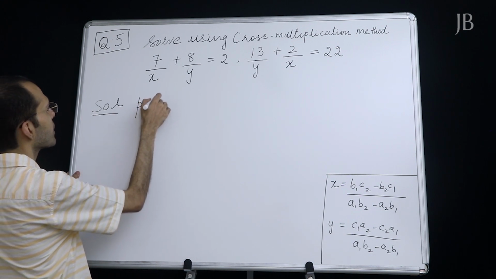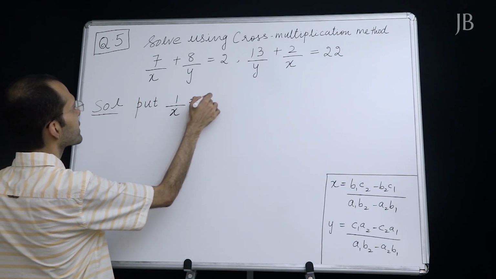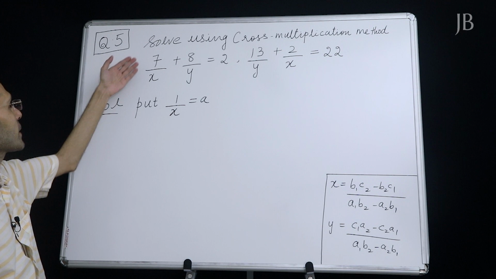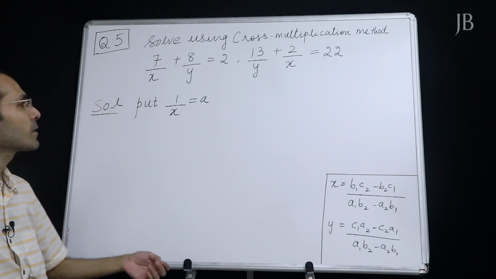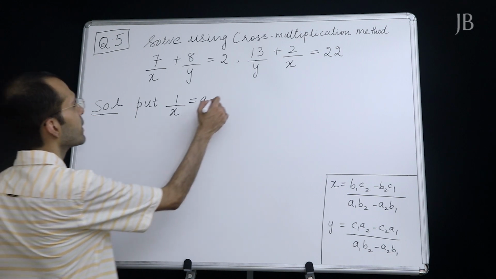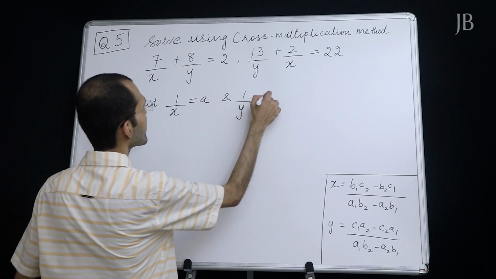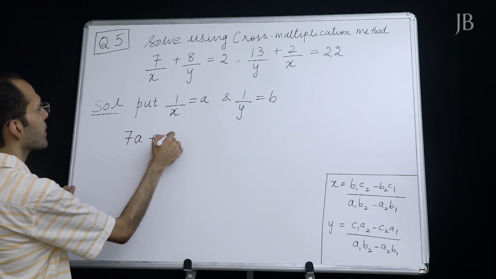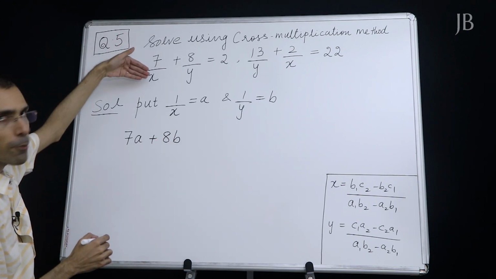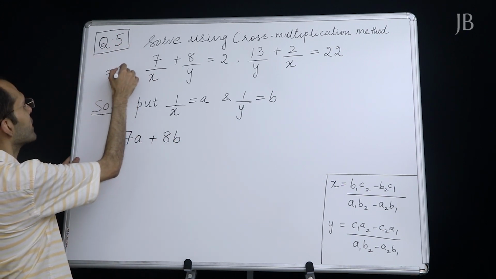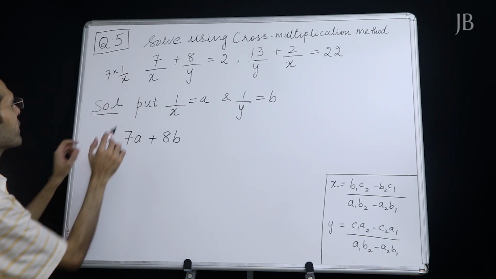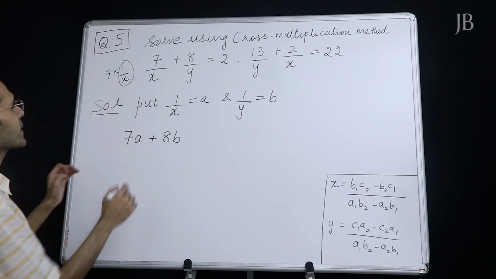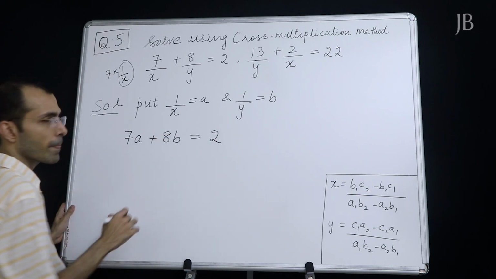Here we will put 1 upon x as a. And no need to write x as a. If you put x as a, what difference will it make? It will become 7 upon a. What's the value addition to it? Nothing. So put 1 upon x as a and 1 upon y as b. If you do this, this will become 7a plus 8b. Isn't it? See, 7 upon x can be written as 7 into 1 upon x, okay, and we have taken 1 upon x as a, so this will become 7a. Now it is okay. 7a plus 8b is equaling 2.